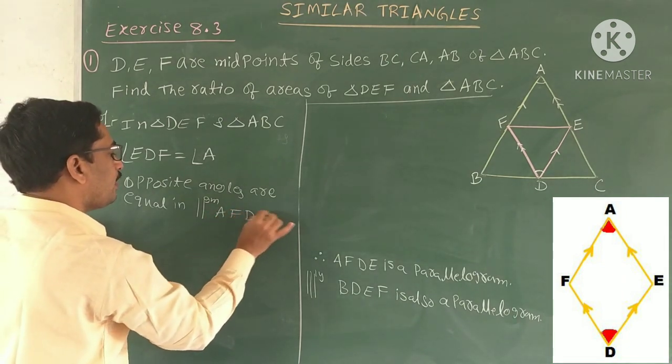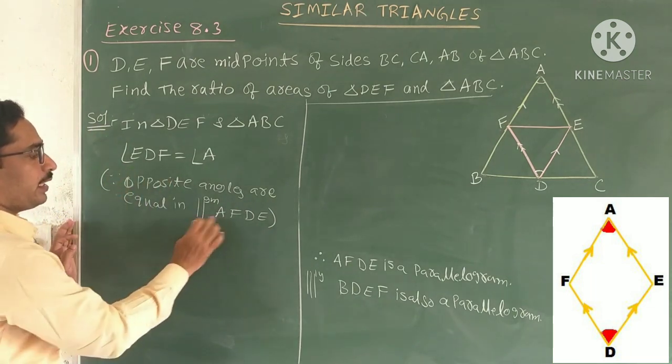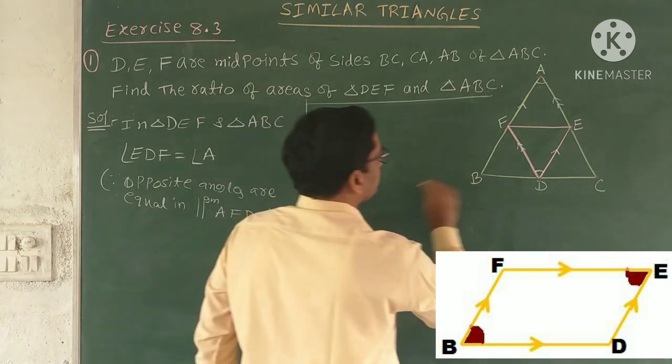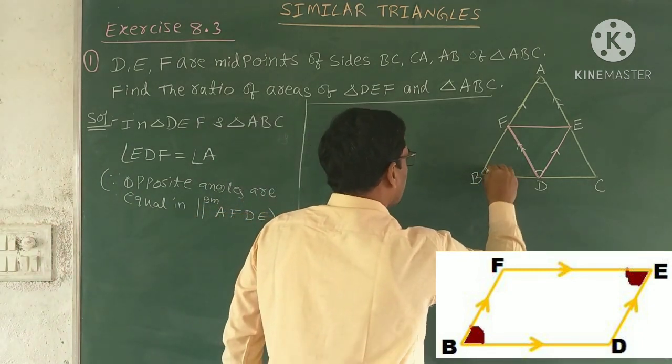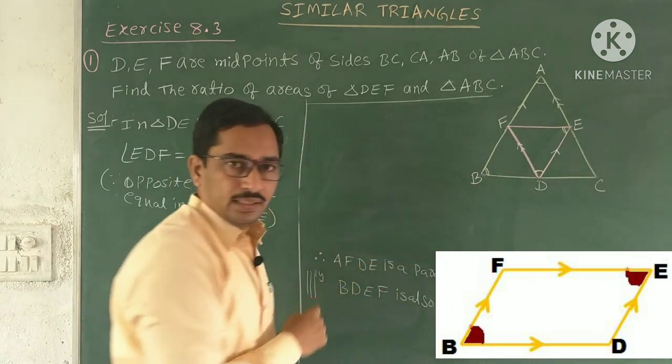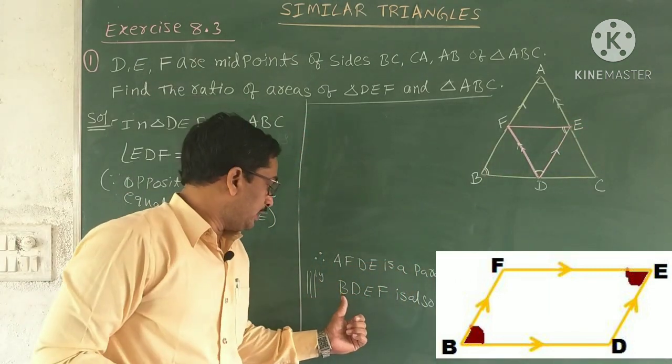In parallelogram AFDE, opposite angles are equal. In the same way, angle B is equal to angle E. Angle B equal to angle E. Why are these two angles equal?